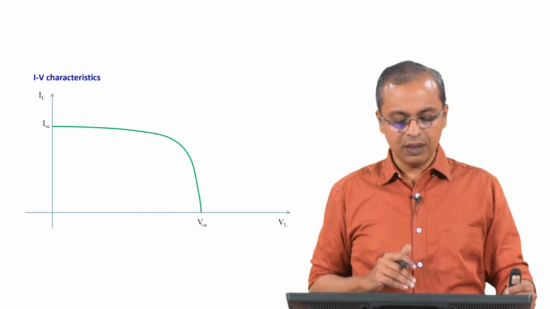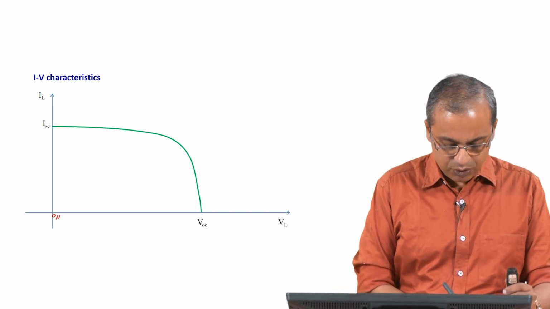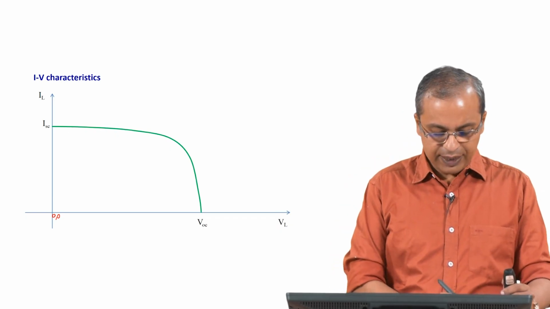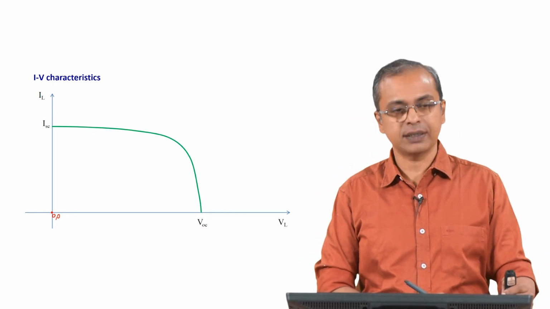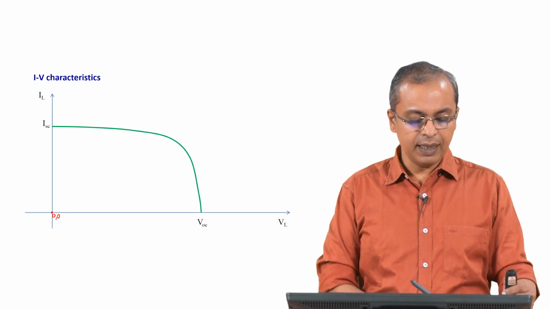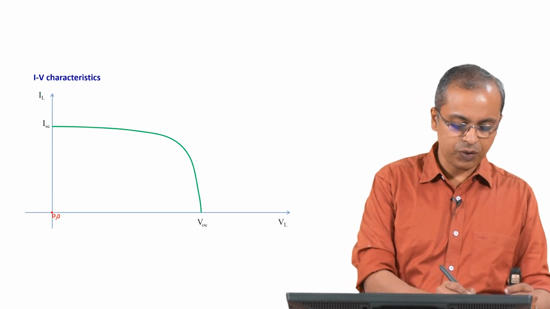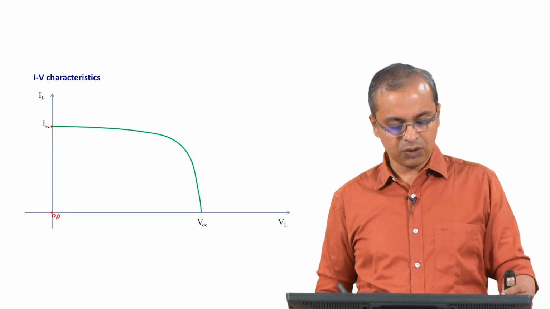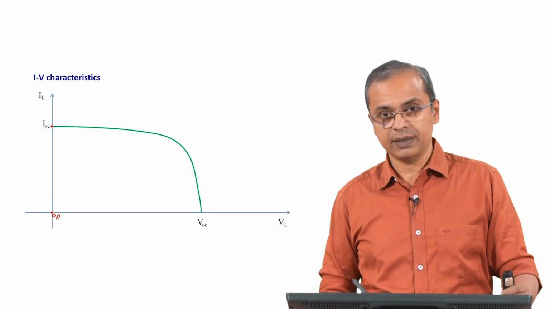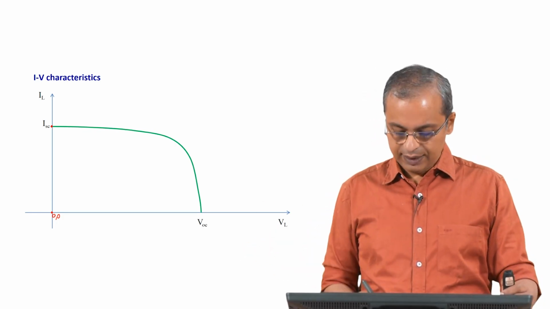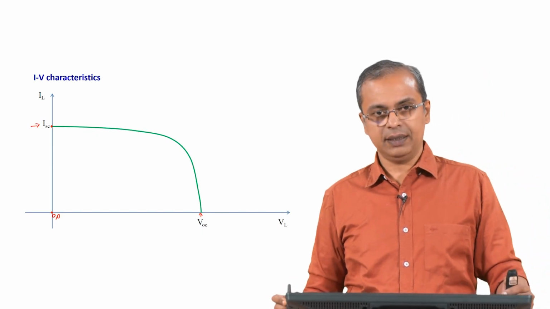If you plot this equation, you will get a behavior that looks like this. This is the origin, 0 comma 0. When you set the voltage equal to 0, you have basically short circuited the diode. So, that is the short circuit current, what is called I_SC. And when you set the current to 0, which means there is no current coming out of the cell, then you get the open circuit voltage, V_OC. So, that is I short circuit and this is V open circuit.